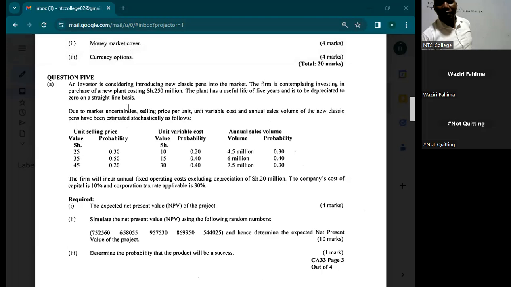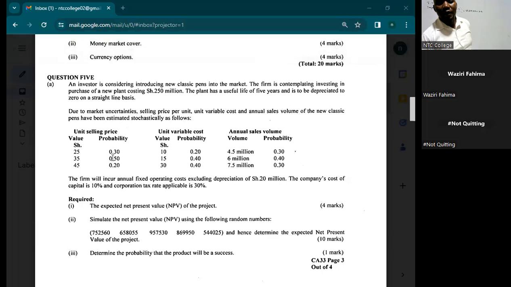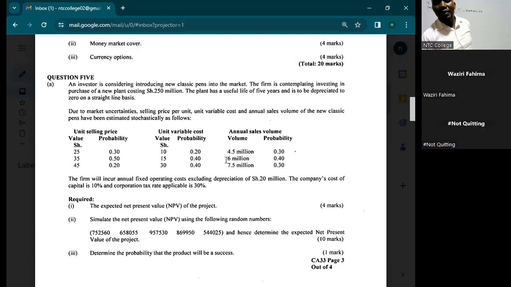How do we get the expected price? Whenever you're asked about expected price, it is normally the price times the probability plus price times probability plus price times probability. The answer is the expected price. Now we also have expected variable cost. You know what variable cost means. And then we have expected volumes we can get. Just this one, that is 4.5 million times 30%, 6 million times 40%, 7.5 million times 30%. You'll get the expected, which is called the average.